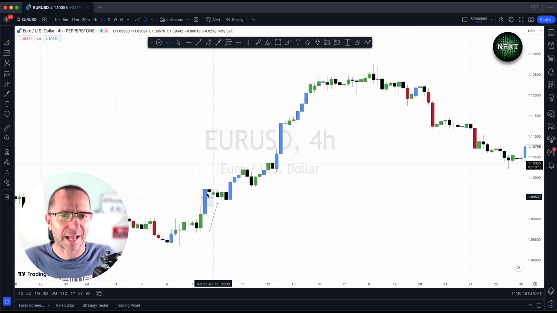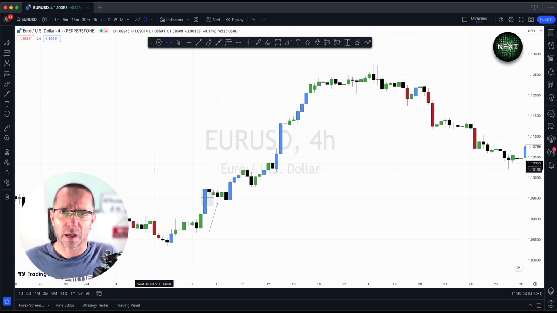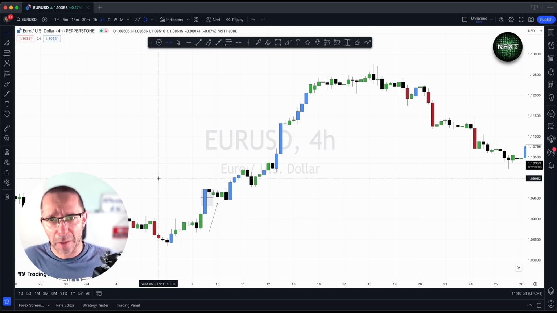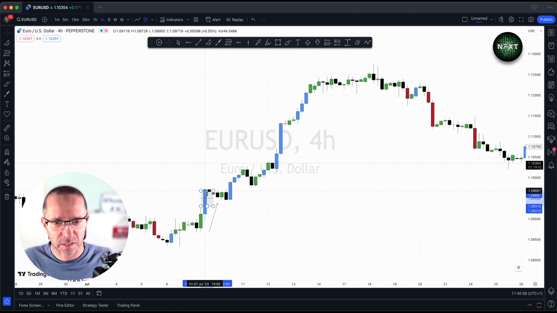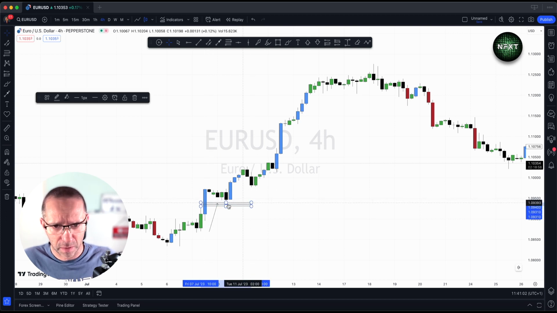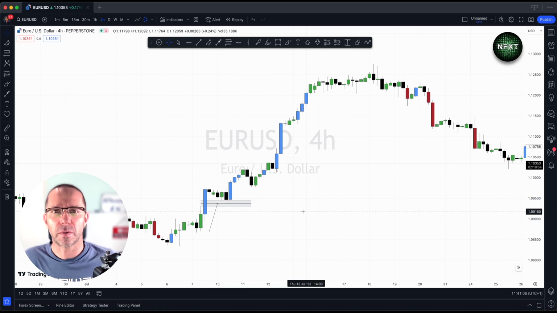This is what I class as an unbalanced market, and it is an area of imbalance. So there's an imbalance in the market, and very often you're going to find these imbalances are going to be left behind and leave a small area, just like we can see here. That is an area of imbalance.